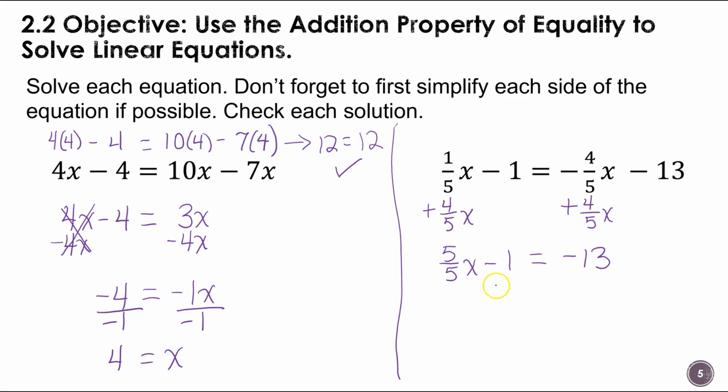Okay, so now I'm going to add 1 because I need my variables on one side. So that's going to be 1x equals negative 12. You can always use your calculators to check this one if you want to go through the process of checking to make sure that this does equal negative 12.